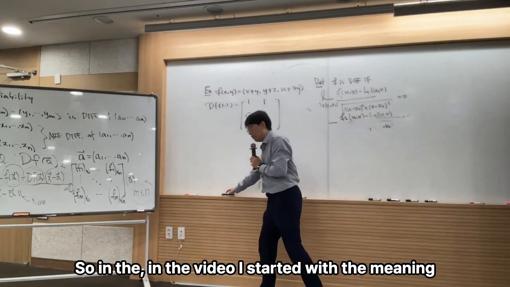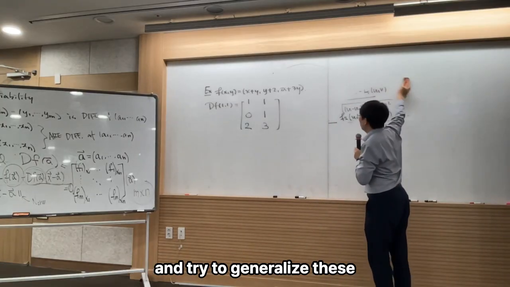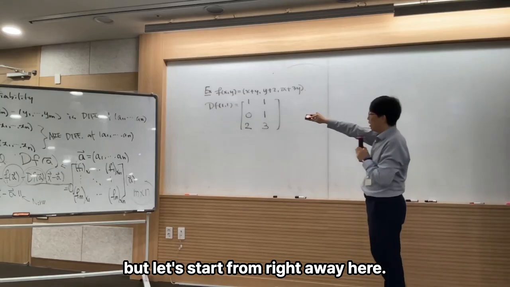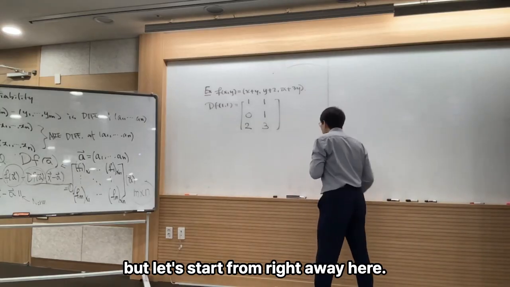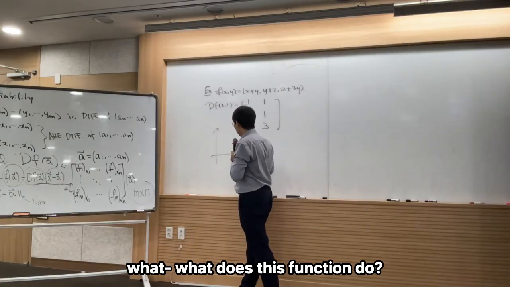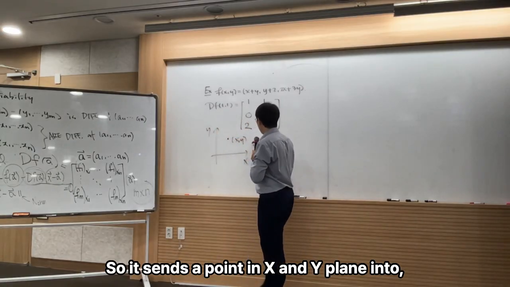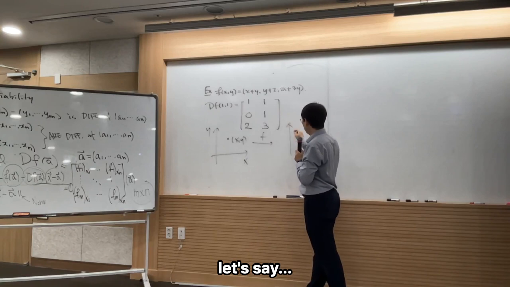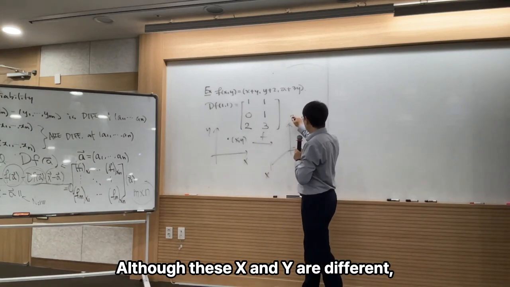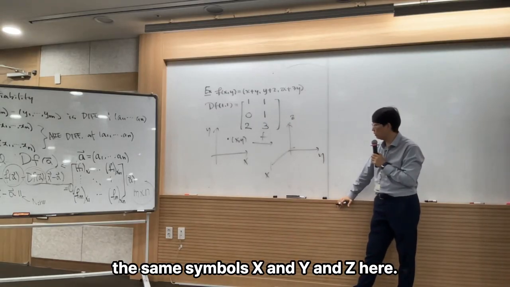In the video, I started with the meaning of the differentials in the single variable function and tried to generalize these. But let's start right away here. What does this function do? It sends a point in the x and y plane into, although these x and y are different, let's just name it the same symbols, x and y and z here.